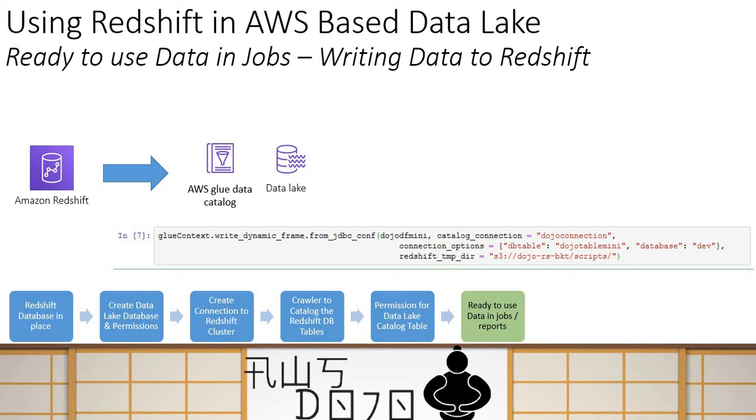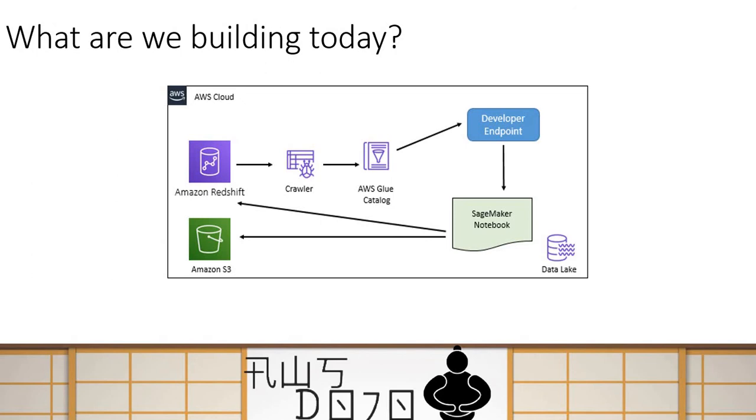Now, moving on, what are we going to build today? You will create a Redshift cluster, and you will use a crawler to catalog that into a Glue database catalog. Then we are going to create a developer endpoint. I'm not going to create a Glue job. If you want to learn how to create a Glue job, go and see my PySpark tutorial, where I show you how to create a Glue job.